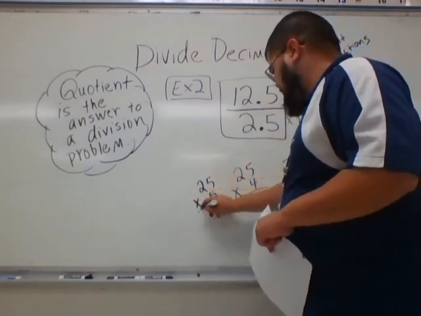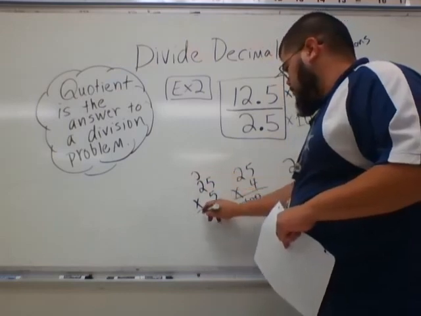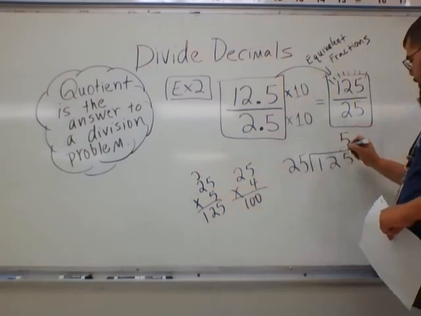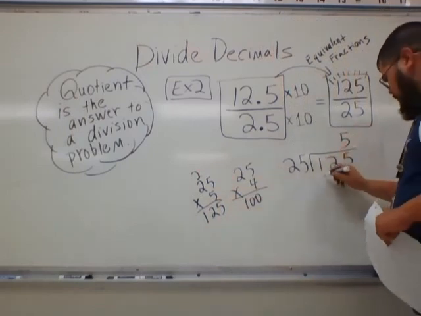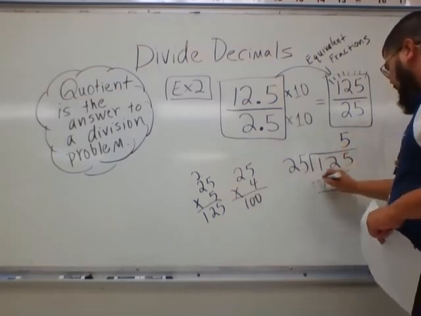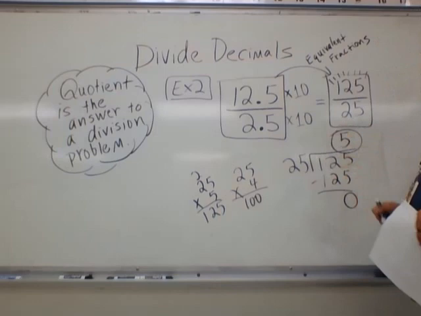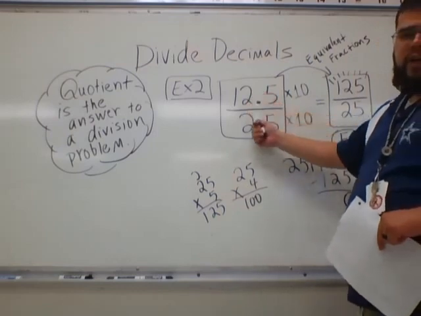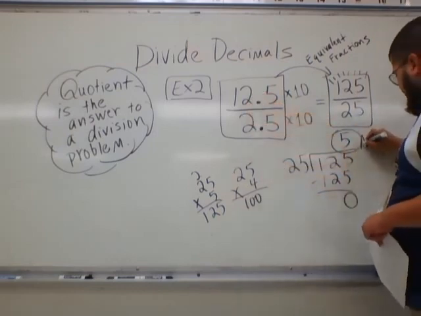25 times 5. 5, carry the 2. 2 times 5 is 10. Plus 2, 12. 125. So we know 5 goes right here above the 5. 25 times 5 is 125. 125 minus 125 is 0. Got a remainder 0. So our quotient ended up being 5. Okay? Ended up being 5. So we know that 12.5 divided by 2.5, we're going to get 5 as our answer.